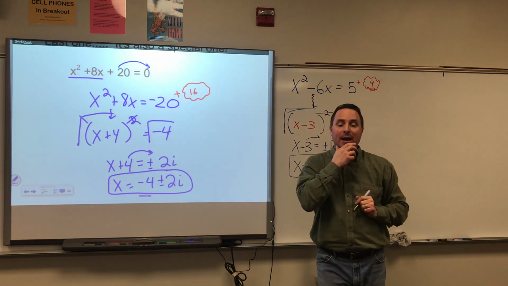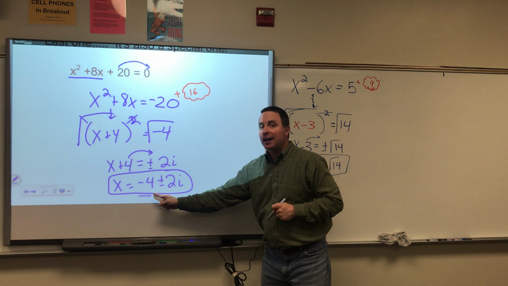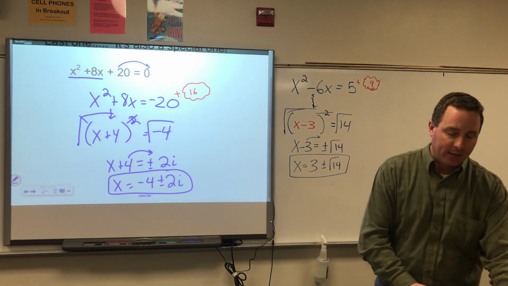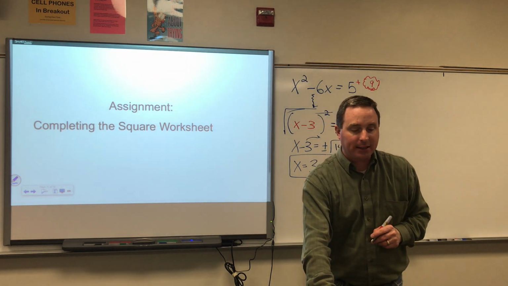And notice all of these have had two answers. They all have a plus and a minus. Okay, we cannot combine those because these are not like terms. That doesn't have an i in it. So it just stays two separate pieces, just like that. Okay? So again, that's a little lesson on completing the square.